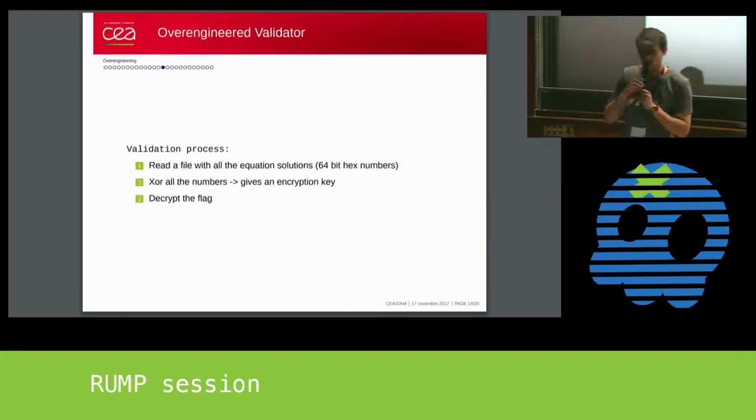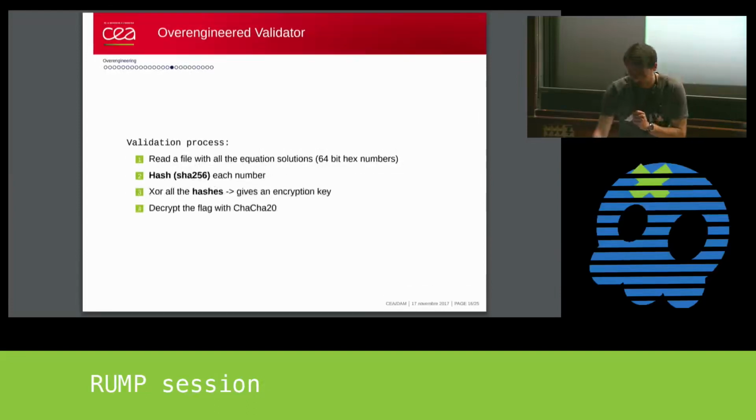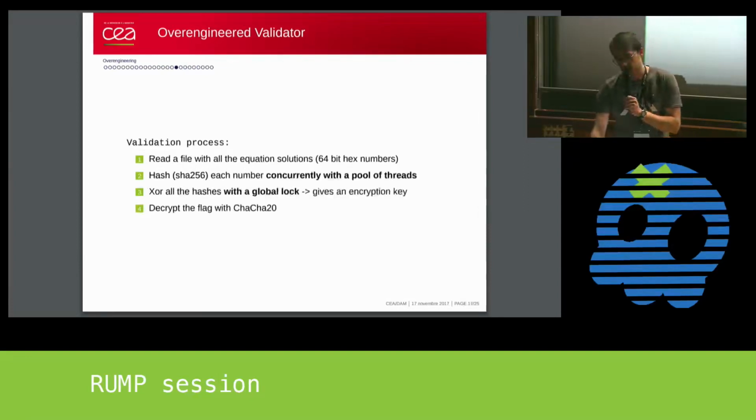And just for fun, we wanted to write a validation process that was way too complicated. The basic idea is to draw all the solutions of the equations, and it gives a key to decrypt the final flag. But we thought that it was fun to use SHA-SHA-20 because it wasn't implemented maybe everywhere. And then we thought that it was fun to hash the numbers before, and maybe do that concurrently with a pool of threads, to be quicker. First with a global lock on the data, then with atomic operations.